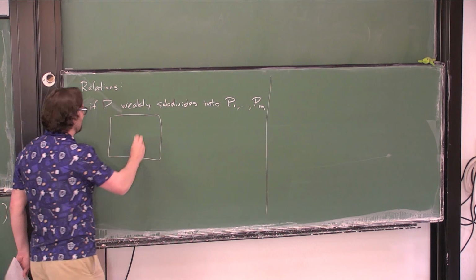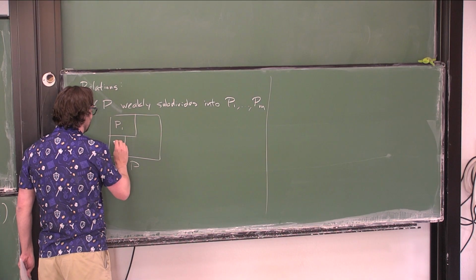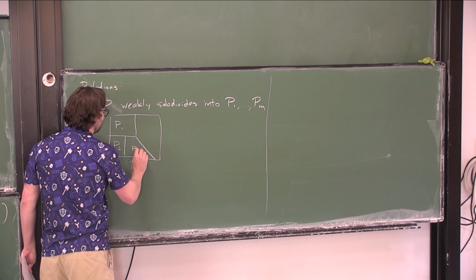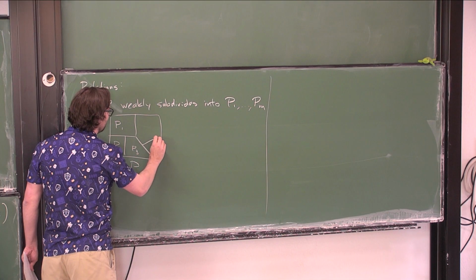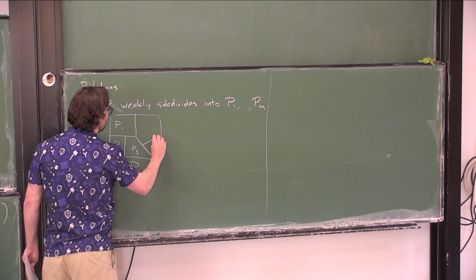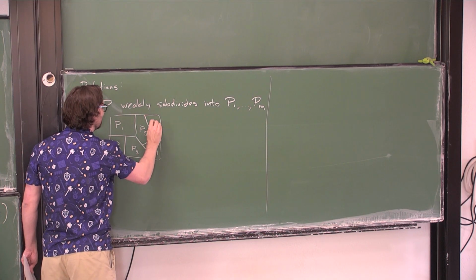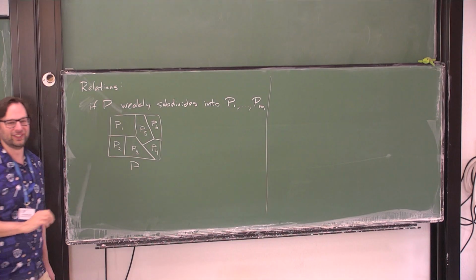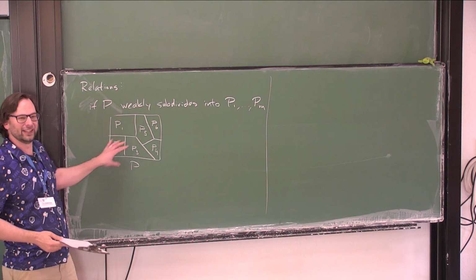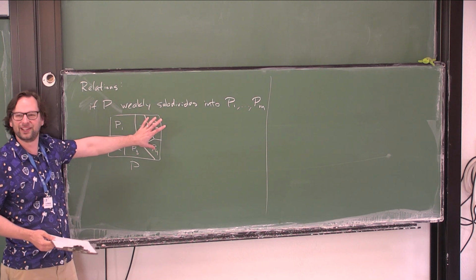So what does it mean to weakly subdivide? It means this. There's P1, there's P2, there's P3, there's P4. There we go, P5, P6. Okay, good definition. What does it actually mean? You have finitely many polytopes whose interiors are disjoint and their union is P.